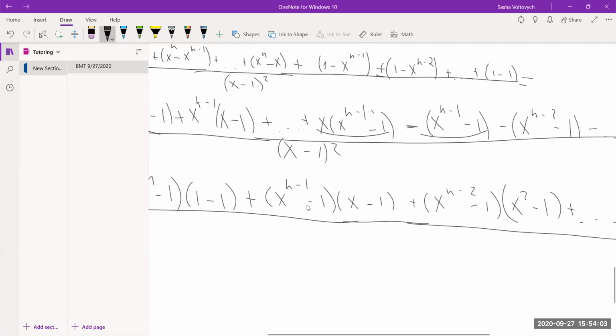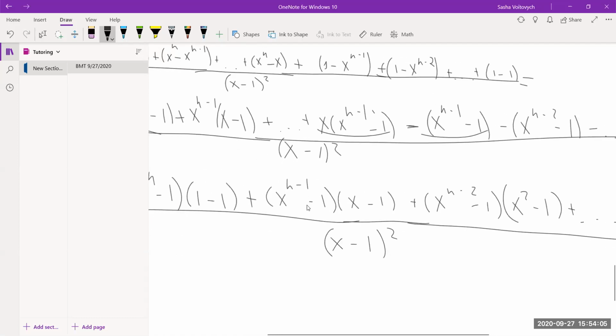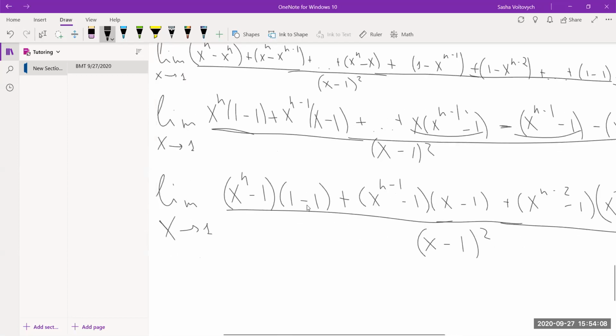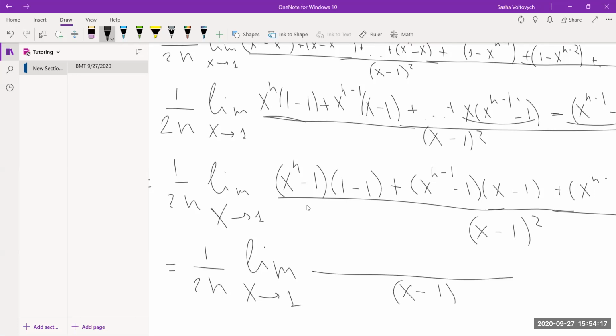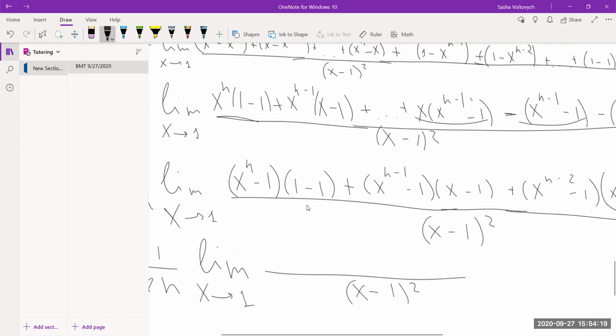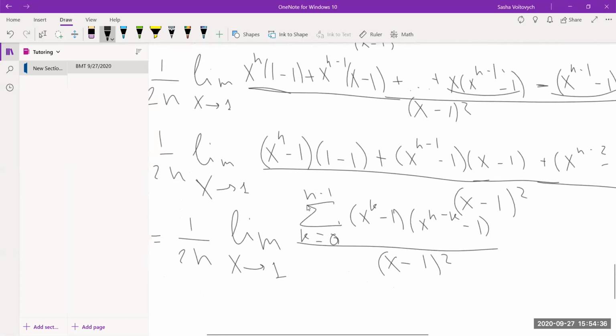All right, over x minus 1 squared. So we'll just express this in form of a sigma. So 1 over 2n, the limit as x approaches 1 over x minus 1 squared. So this would be just the sum from k equals 0 to n minus 1 of (x to the power of k minus 1) times (x to the power of n minus k minus 1).